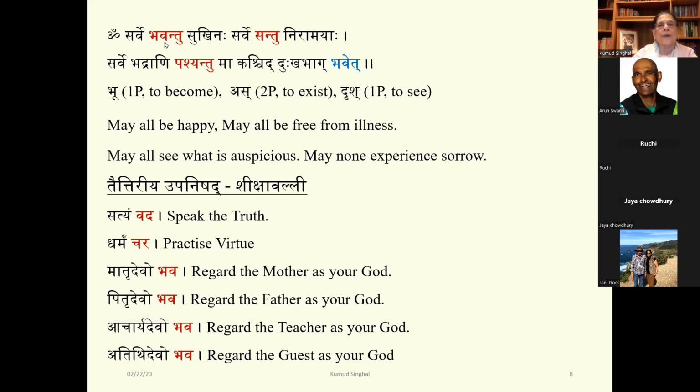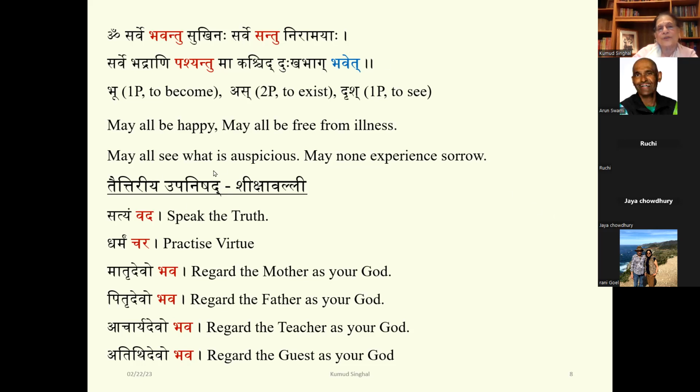So this is bhavantu, the dhatu is bhu; santu, the dhatu is as; and pashyantu, the dhatu is drish; and again bhu. So may all be happy. Bhavantu, be happy, be. So Sukhina is happy. So may all be happy, may all be free from illness, may all see what is auspicious, may none experience sorrow. So again, whenever you have ma, either a Vidhiling or a Lot Lakara is used.